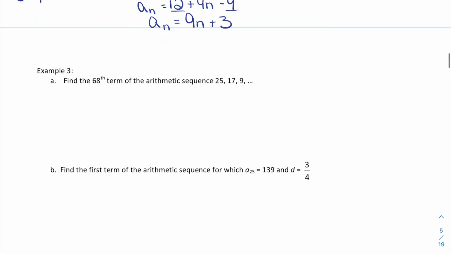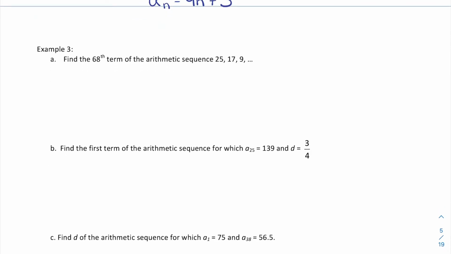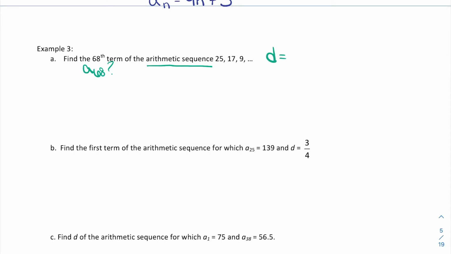Okay? Let's go to example three. Okay, this now says to find the 68th term, which means we want a sub 68. What is a sub 68? And the arithmetic sequence, okay, so they're telling me that it's an arithmetic sequence. That's important because in 10.3, we're gonna talk about geometric sequences. So when they say arithmetic, we know that there's a common difference, d, so we're gonna find it. We have 25, 17, and 9. So we're gonna take 17 minus 25, and that gives me a common difference of negative 8. I don't have to test 9 minus 17. They tell me it's arithmetic, so I can count on the fact that that is what d is.